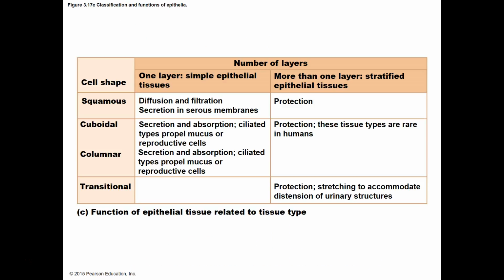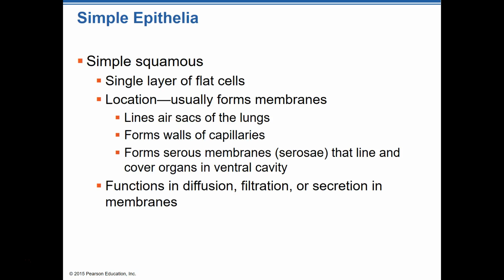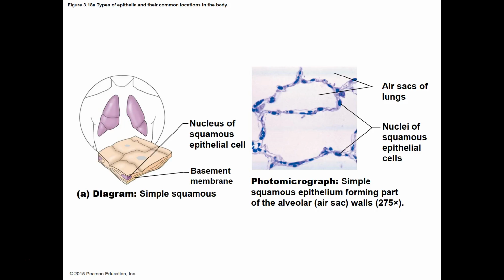And this little chart here shows us their purpose and the function that they serve. The reason why they have a different shape is because that's what is needed in that particular area. Remember, form follows function. Simple squamous, we find lining the walls of the capillaries, lining the sacs of the lungs. It's thin, it's squamous, it allows certain things to pass through it, which it needs to for those areas. Also serous membranes that line around organs and those types of things. It's where we'll primarily see those, just a real thin layer.